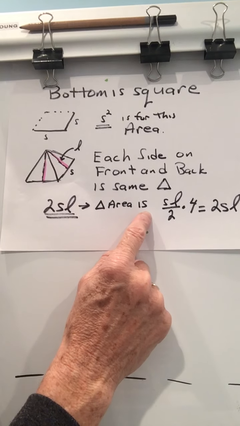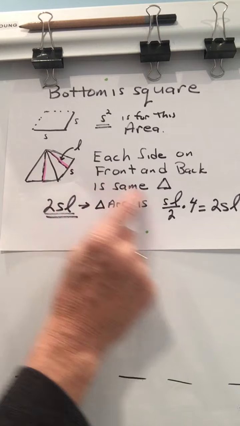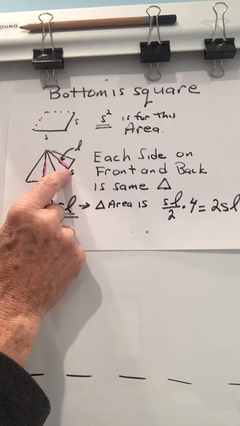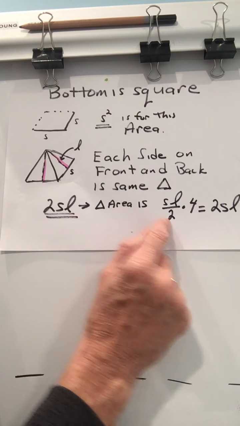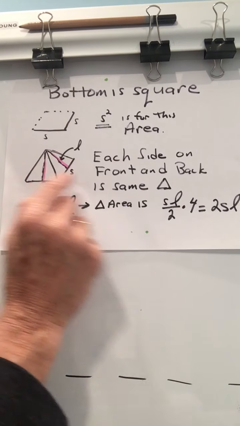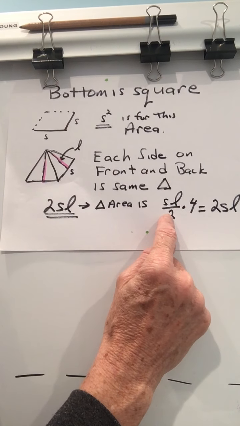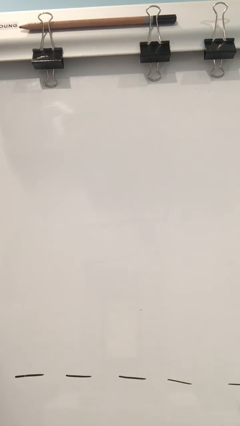So the area of a triangle is the base times the height divided by 2. Our base is S, the height is L, which is the slant height. So S times L divided by 2. And then you have 4 of those triangles, so times 4. And then the 2 and the 4 reduce, and that's how you get the 2SL. So that's how the surface area of the square pyramid comes about.